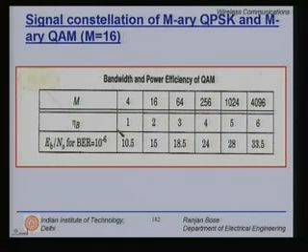Now what is eta B? It is R_B over B star. B star is the first null bandwidth, and here the Eb over N0 required for bit error rate equal to 10 raised to minus 6 is also listed. So you can compare and find out and predict the bandwidth efficiency for a certain performance.